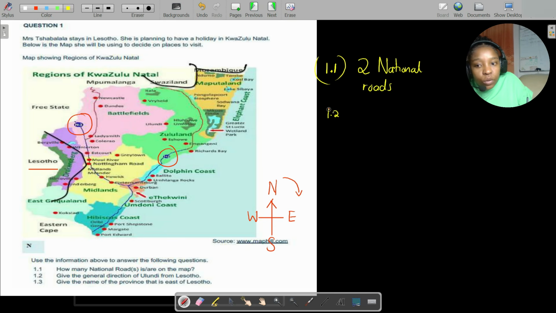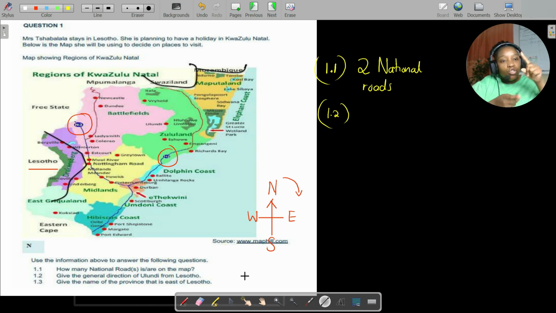Question 1.2: give the general direction of Ulundi from Lesotho. It's very important. They like asking these questions where they ask for the general direction. Ladies and gentlemen, if they're asking you for the general direction, they just want the compass direction. Meaning, if you could travel in a straight line from one place to another, what would that general direction be?